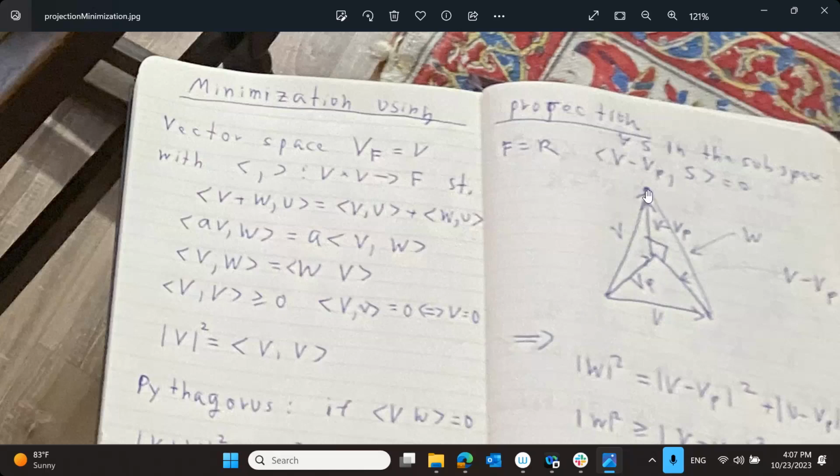Okay, so here is another line that connects a point to the plane, and that line is longer. You can see it because you look at this triangle here, and this is the line that is opposite to the 90 degree angle, so it's longer.